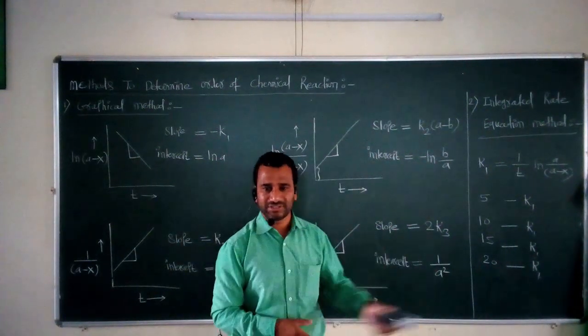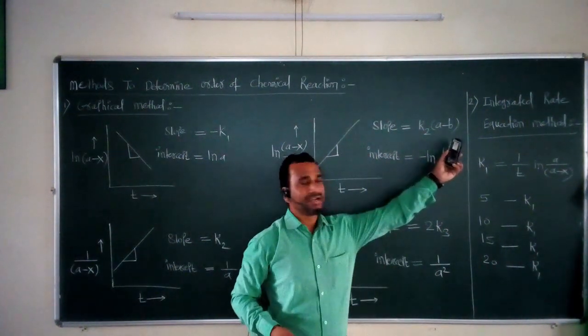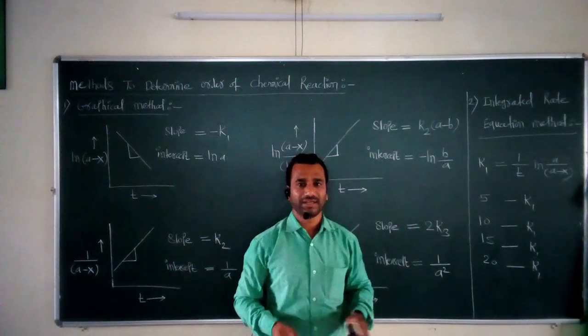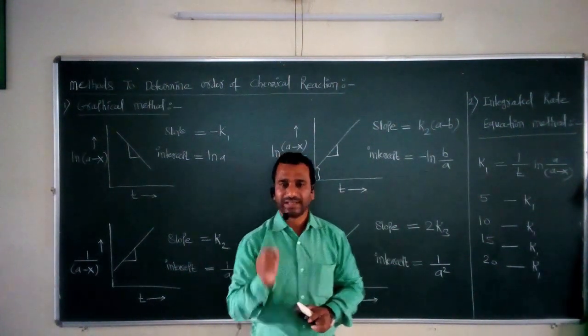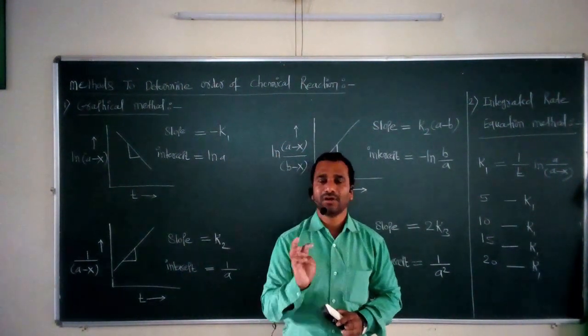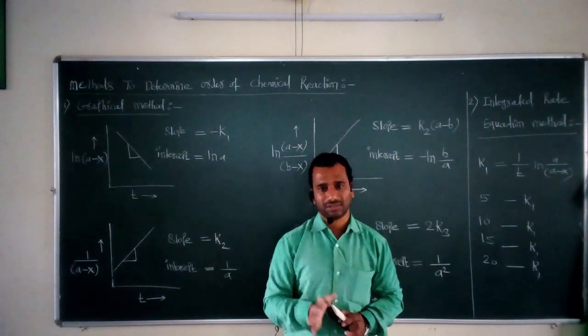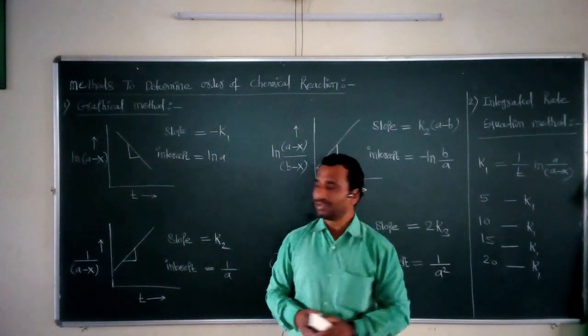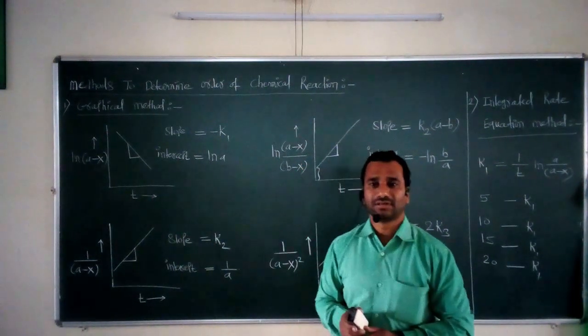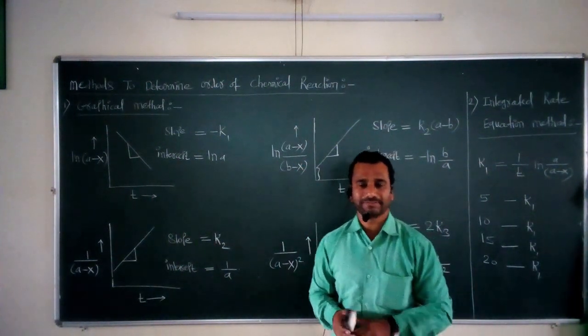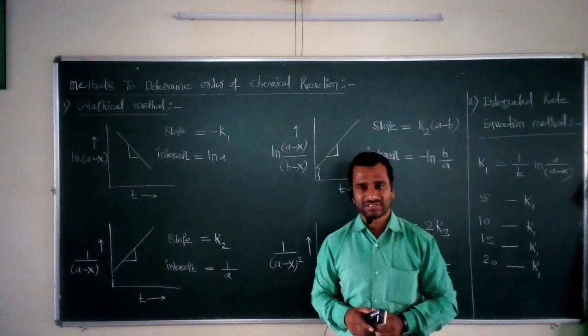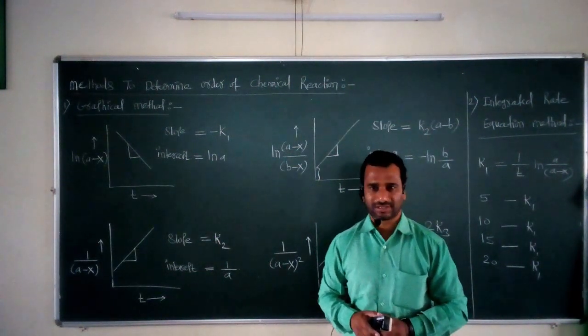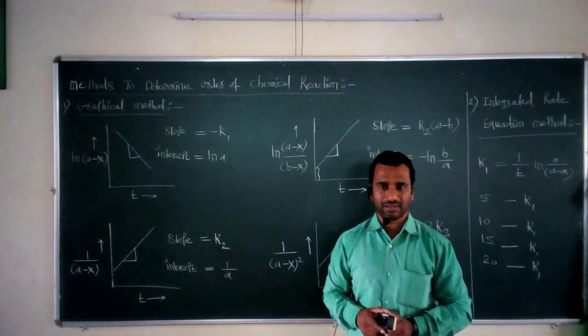And the second method which we just completed is called the integrated rate equation method. In this method, you have to take the exact integrated rate equation for first order, second order and third order. So today we completed these two important methods of determination of order of a chemical reaction. The remaining two methods we will study in the next video lecture. So with this, today I conclude here. Thank you.